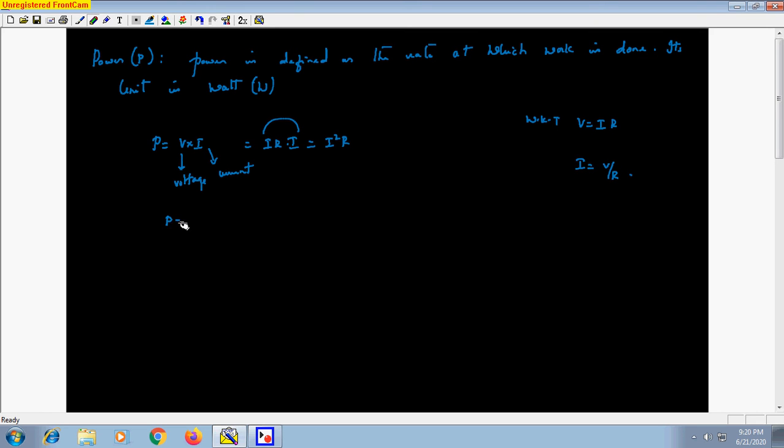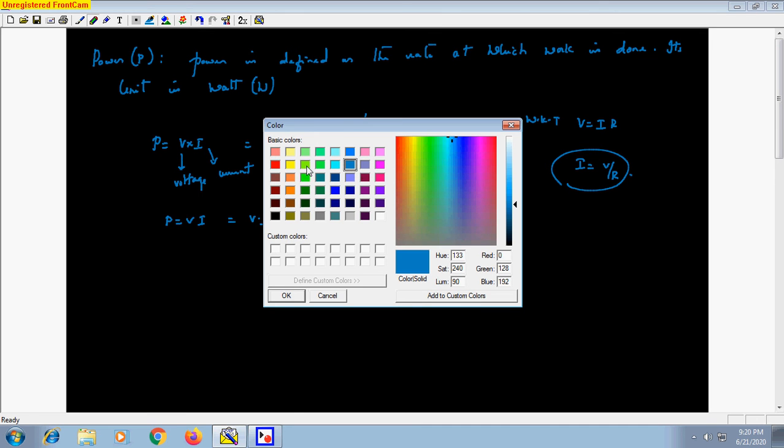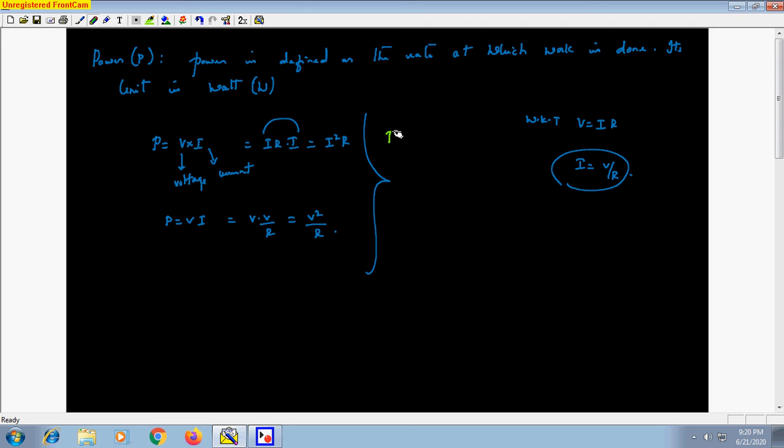So P is equal to VI. Keep V as it is, and instead of I you can write V by R. So it is also V square by R. These are the three formulas you have to remember. I will take another color and explain to you. P is equal to VI is also a formula. That is nothing but I square R is also a formula. V square by R is also a formula. For solving problems, we need all three.